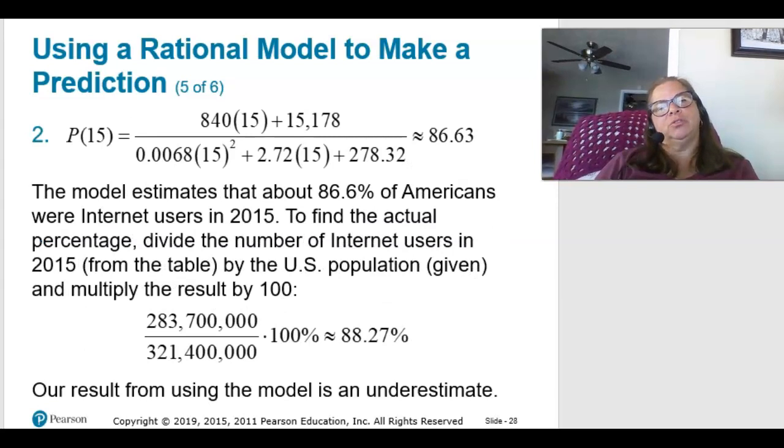When we substitute t for 15, we get an approximation of 86.63. So this model estimates that 86.6% of Americans were internet users in 2015. To find the actual percentage, divide the number of internet users in 2015 from the table by the U.S. population, and multiply that by 100, and you'd find it was 88.27%. So our result using the model is called an underestimate. It was smaller than the actual.